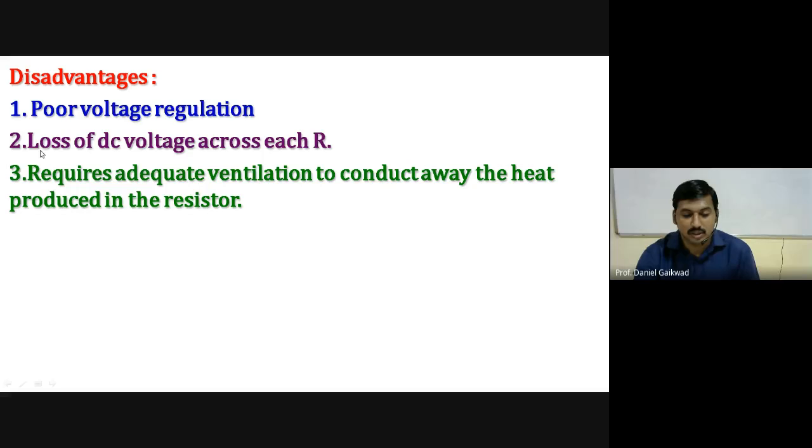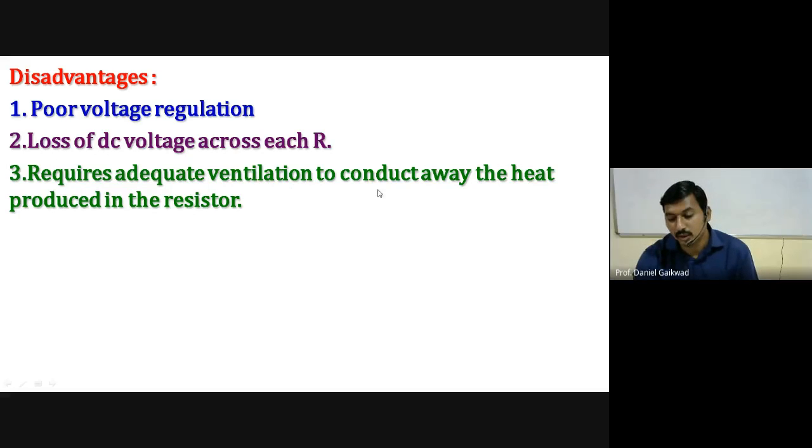Next is loss of DC voltage across each R. The voltage will be lost across each resistance, since a certain potential is required to overcome that resistance. So that loss will always be there in the case of the RC filter.